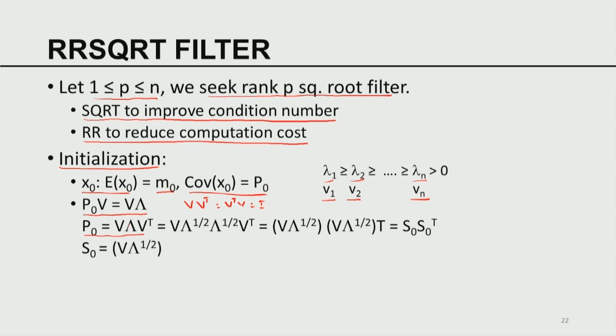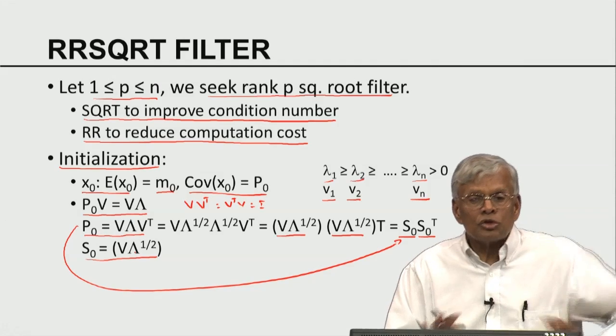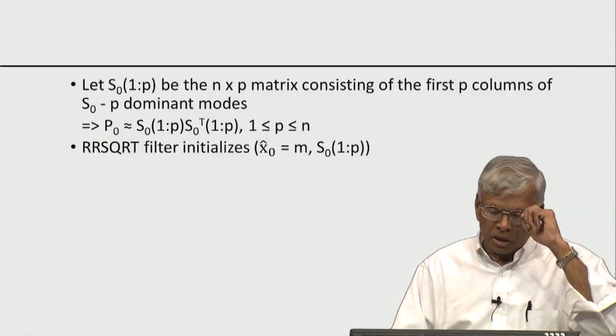So I can express lambda is equal to square root of lambda times square root of lambda. Then I can associate this like this. I am going to call S naught transpose, where S naught is given by this. Therefore, P naught is equal to S naught S naught transpose is the full square root factorization, where S naught is one factor, S naught transpose is another factor. These two factorization, even though it looks like a Cholesky factorization, I obtained S naught not as a Cholesky factor, but as a product of V and lambda to the power half. I want you to recognize this is a different way of doing factorization. So far, no approximation.